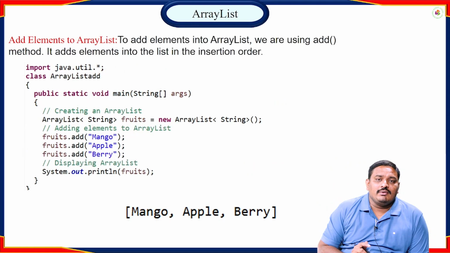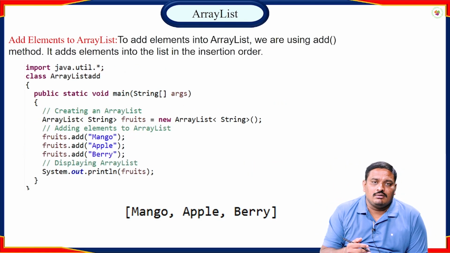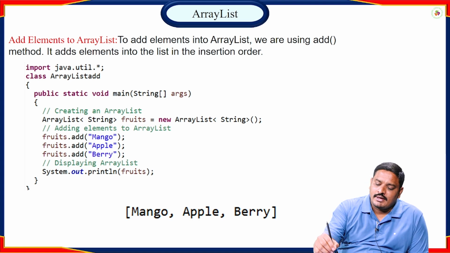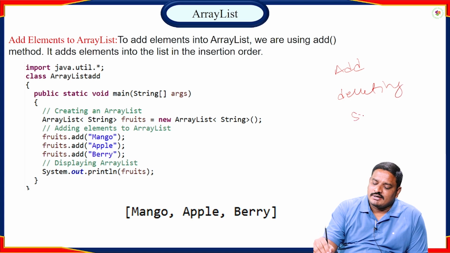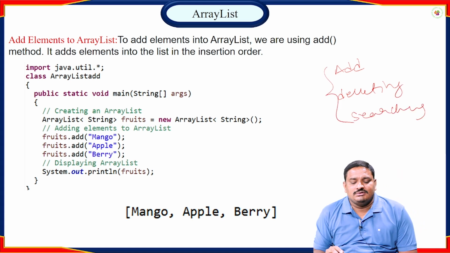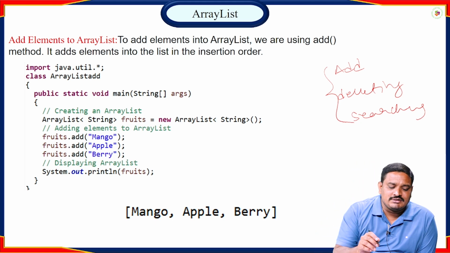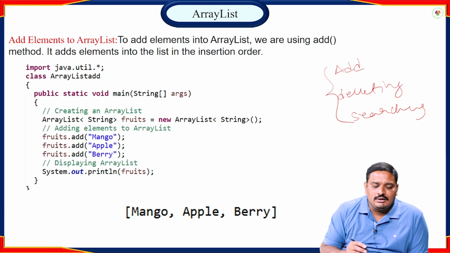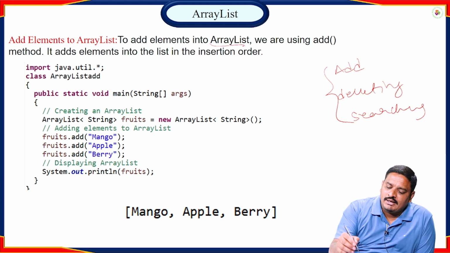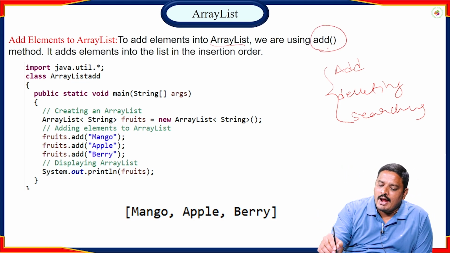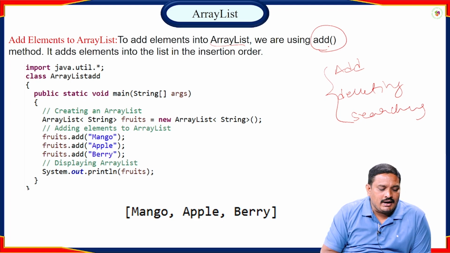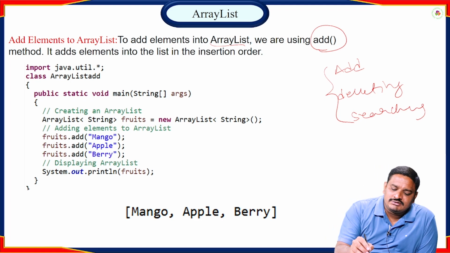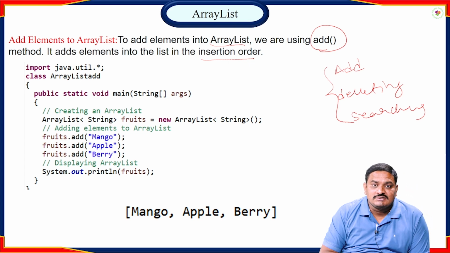Here we are performing different operations in ArrayList. What are the operations? Adding, deleting, searching. All operations can be performed. See them one by one. First operation is adding an element to the ArrayList. To add the elements in the ArrayList, we are using the add method. It adds the elements into the list in insertion order.